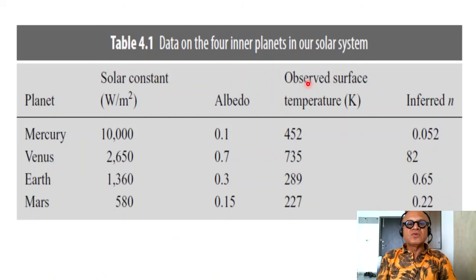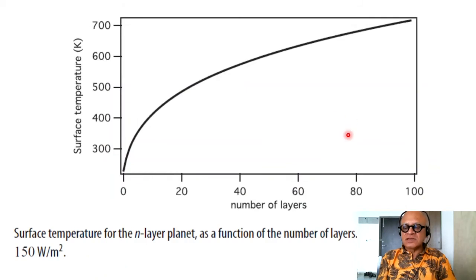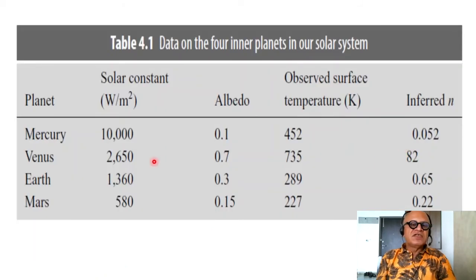Okay. So comparing now the different planets, data on the 4 inner planets in our solar system, looking at the solar constant, the amount coming in at the top of each atmosphere. Mercury is receiving 10,000 watts per meter squared with a very low albedo of 0.1. Observed surface temperature is 452 Kelvin. So inferred number of layers from using this is 0.052. Venus is receiving 2650, almost the double of what Earth receives, with an albedo that is also more than double, and its surface temperature is 735, which is warmer than Mercury. So you can see the difference.